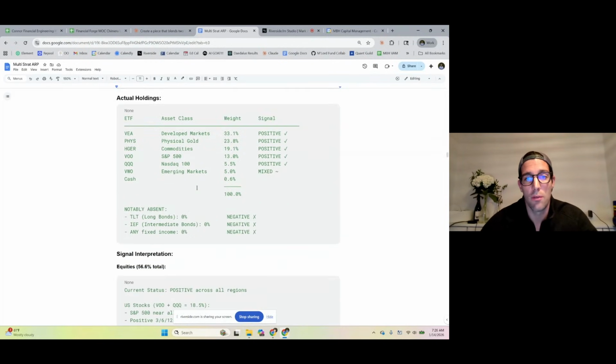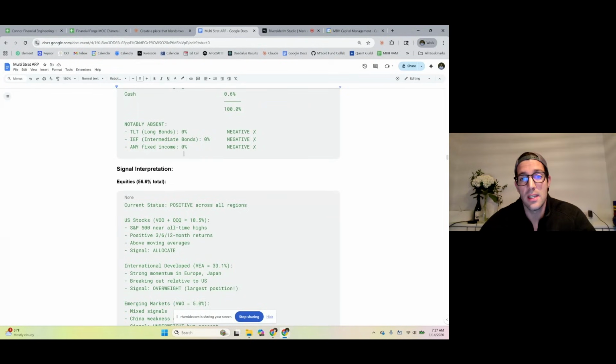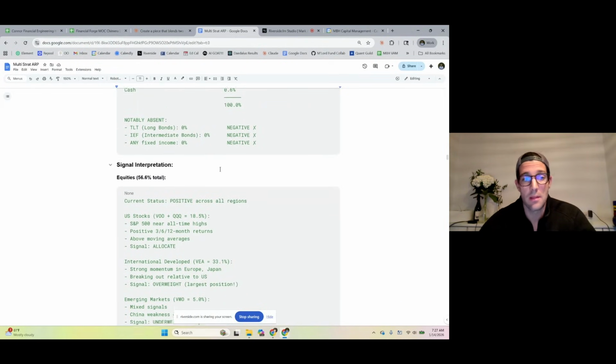Here's a current portfolio analysis of where we're currently sitting. We're mostly in developed markets, 33%, physical gold, 23%, commodities, 20%. And then we've got the VUs, the NASDAQ, and emerging markets as well. We have nothing in TLT. We have no fixed income because these are all negative at the moment.